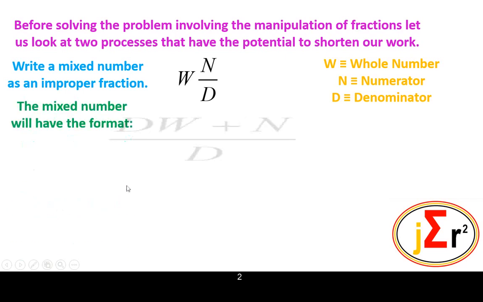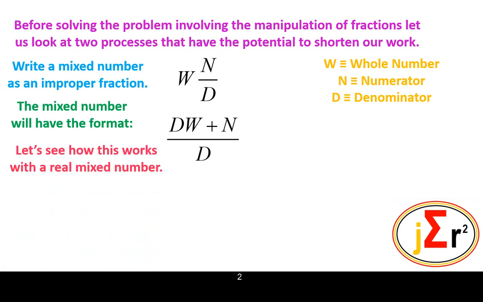We'll take the denominator, multiply that by the whole number, and the numerator is added to the result. The denominator of the resulting improper fraction will be the original denominator. We don't have any difficulty with that. Let us see how this works with a real mixed number.